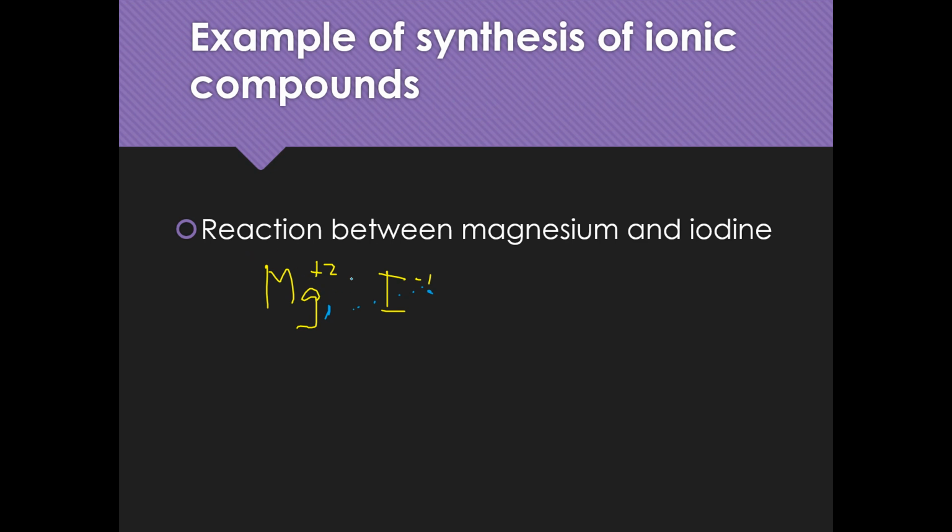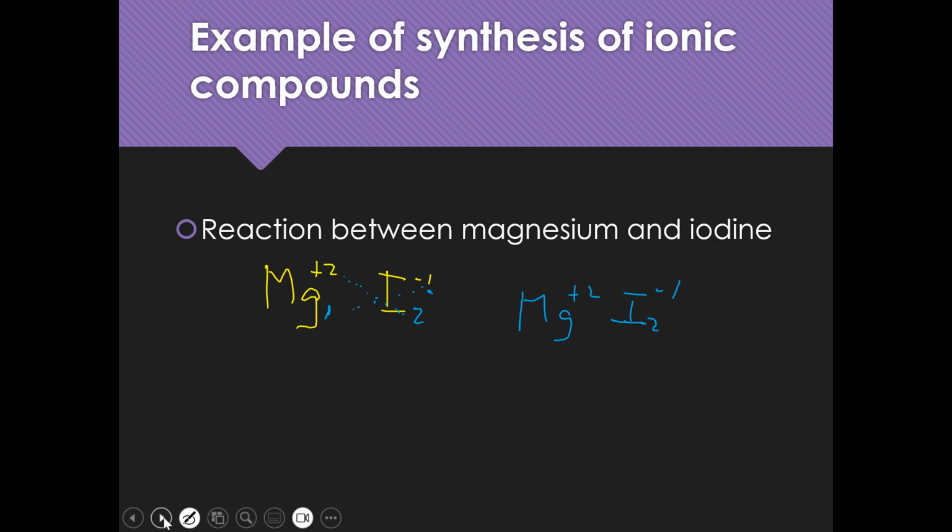We do the same thing. We take this 2 that's up here and put that here. Now, if you look at it, we have 2 times 1, or 2 positives, and 2 times -1, or 2 negatives. So this compound is balanced. This is the formula for the compound magnesium iodide, and it's simply written as Mg plus 2, iodine 2 minus 1.